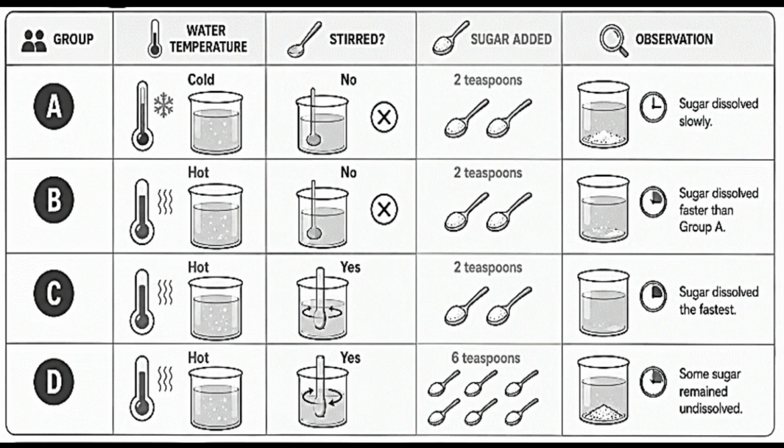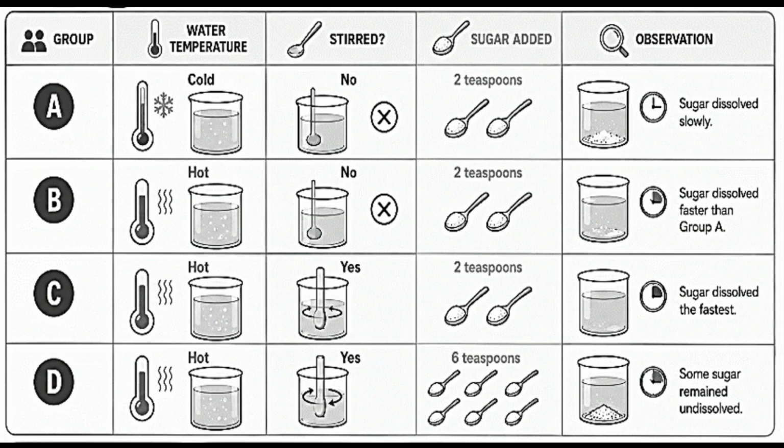Group C is really interesting. They used hot water and they stirred it, with 2 teaspoons of sugar. The sugar dissolved the fastest of all. Stirring speeds up the dissolving process, and heat increases solubility. This solution is still unsaturated, it could hold even more sugar.